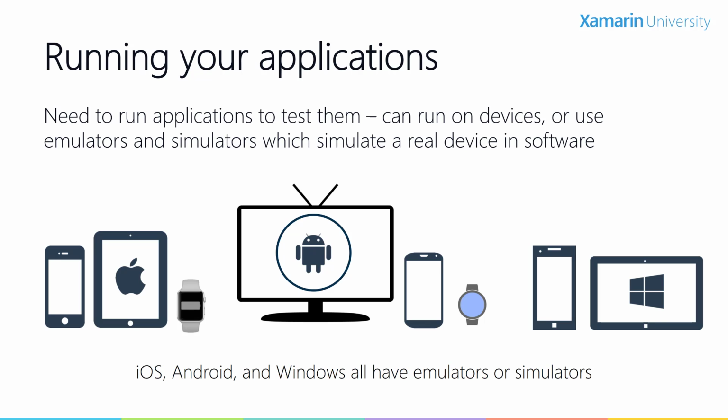Once you've got your development environment set up and you can build your app, then you're ready to run and test it. You have 2 options here. You can install your application onto different physical devices that you own, or you can run the app on simulated devices on your computer, and you do that through the use of emulators and simulators.